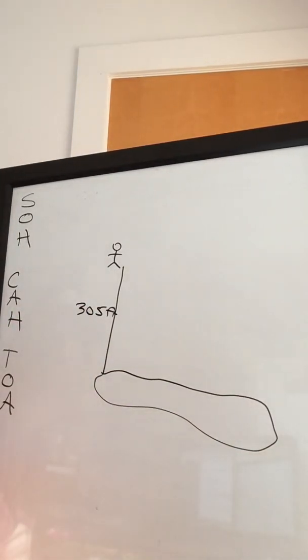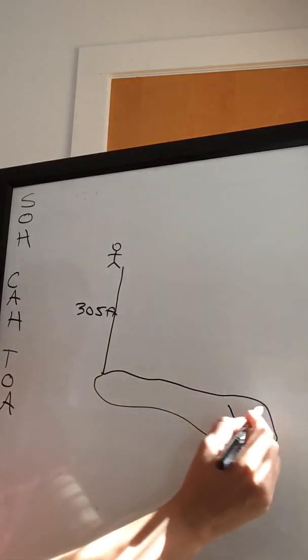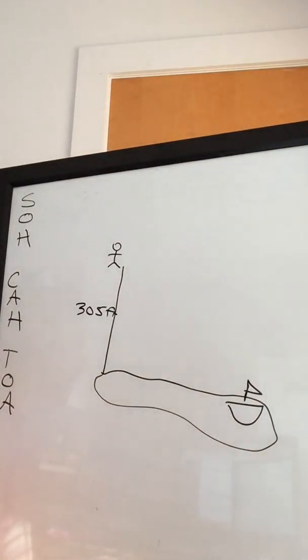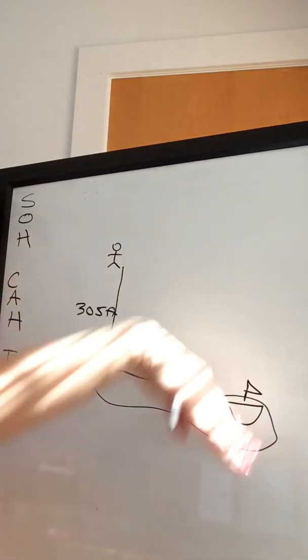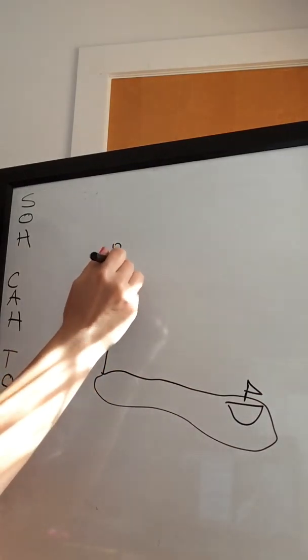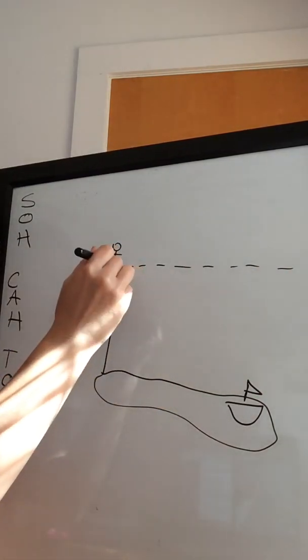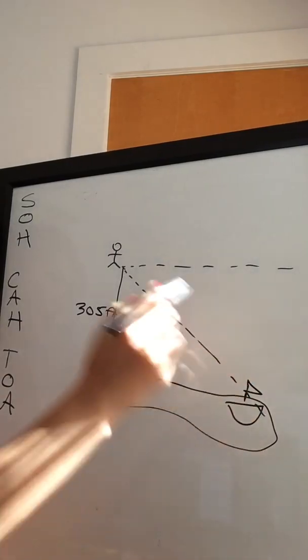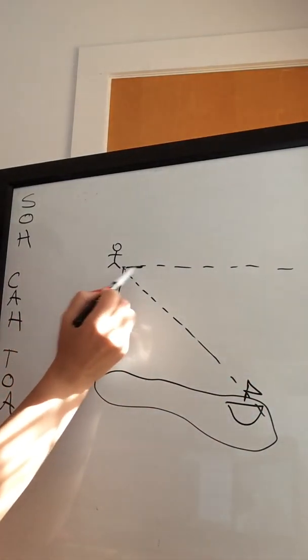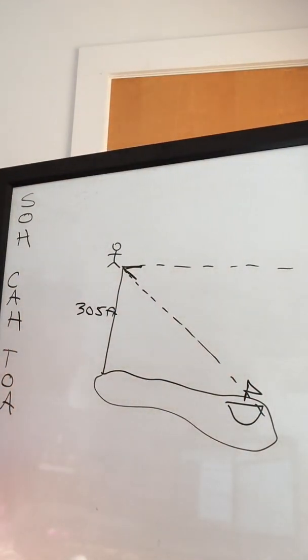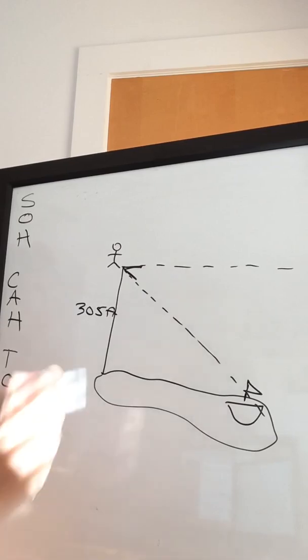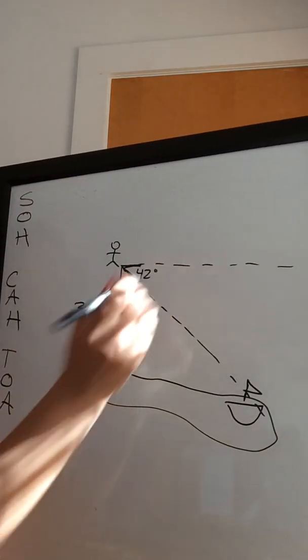So what does it say? The measure of the angle of depression to a boat on the lake. So there's a boat on the lake somewhere. And the angle of depression, remember the angle of depression, you look forward and then down. So he's looking forward and then looks down. So this right here is my angle of depression. So the angle of depression is 42 degrees.